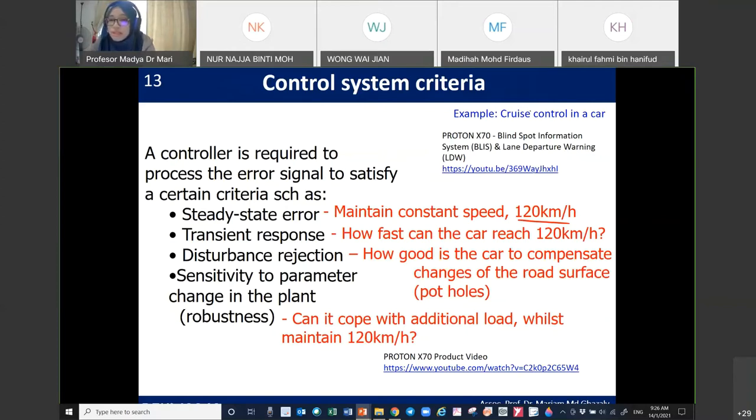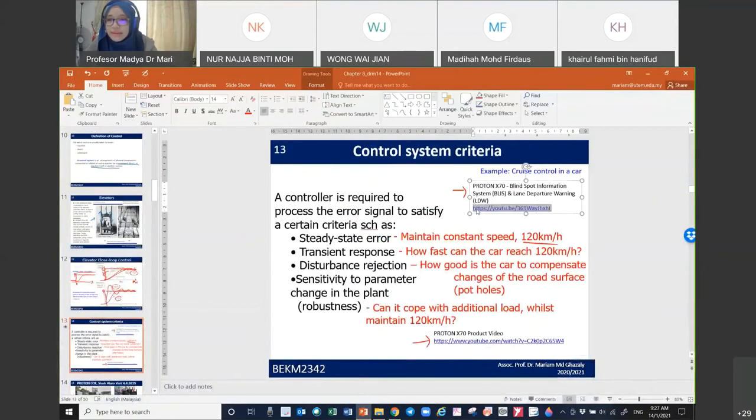So now I will just show you a simple example of the Malaysian-made car, the Proton X70, and we also have the X50. You can go to these two videos. I'm going to show you one video only, on the blind spot information system, BLIS, and lane departure warning, LDW. So we have these two systems inside the car. Of course, there are other systems that they have in the Proton X70, but I'm going to show you only one first. I think some of you guys have maybe already seen the video, but I'm going to play it again.